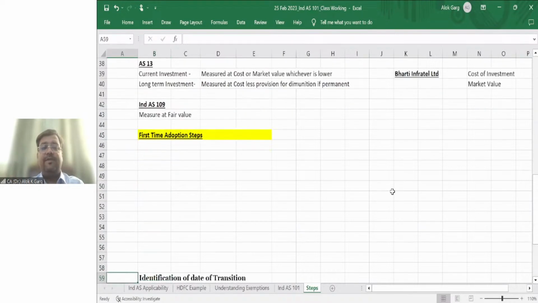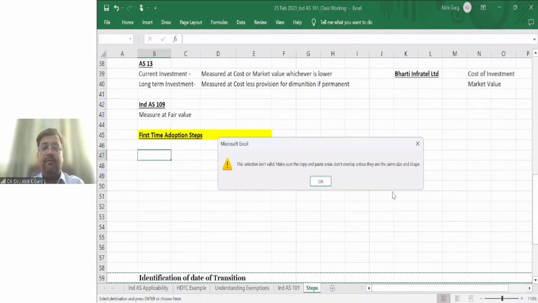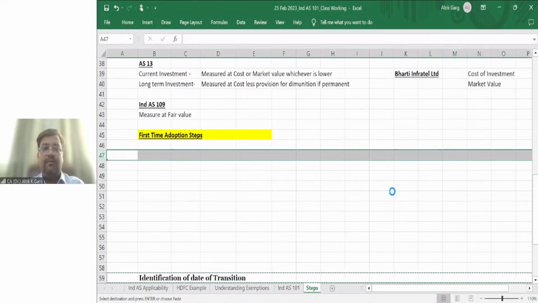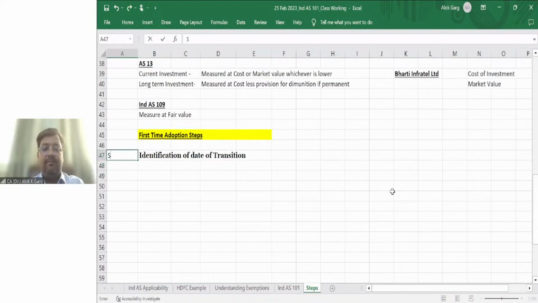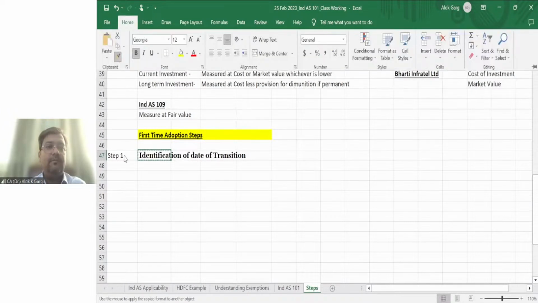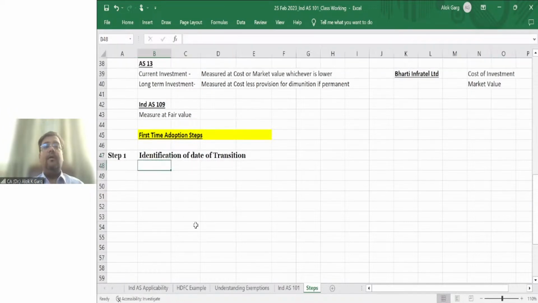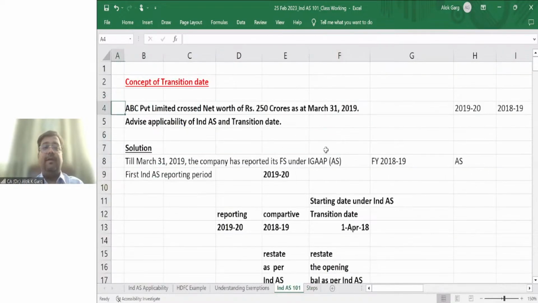What is the first step? Please write down. Step number 1. Identification of date of transition. What is meant by date of transition? And what is the concept of transition date?